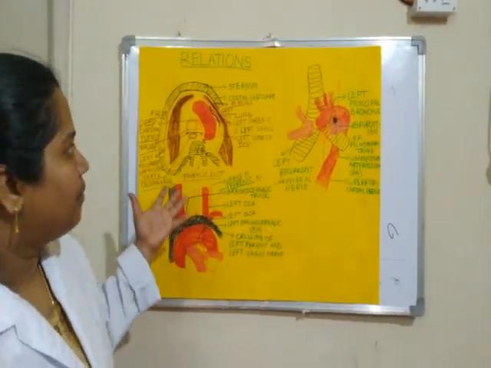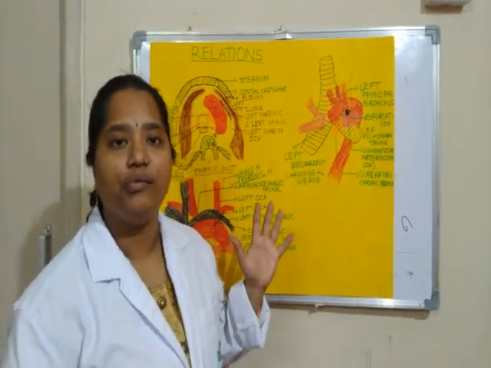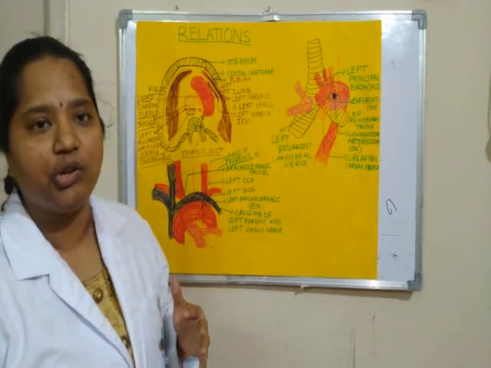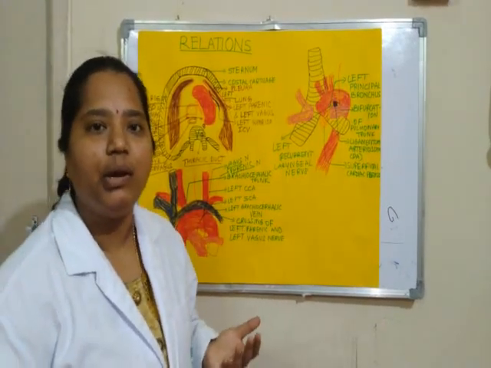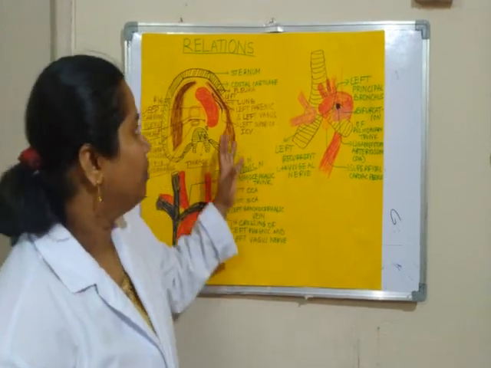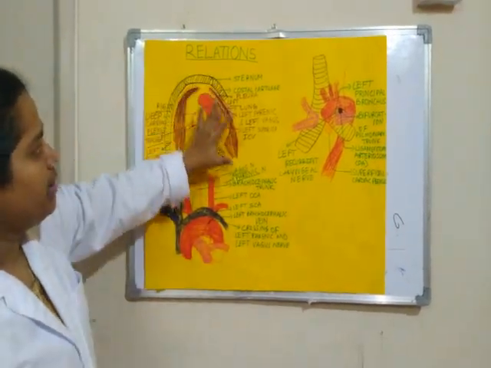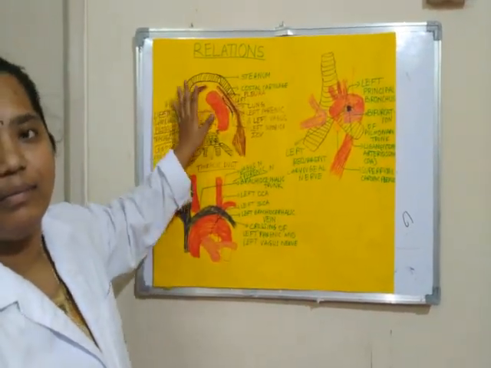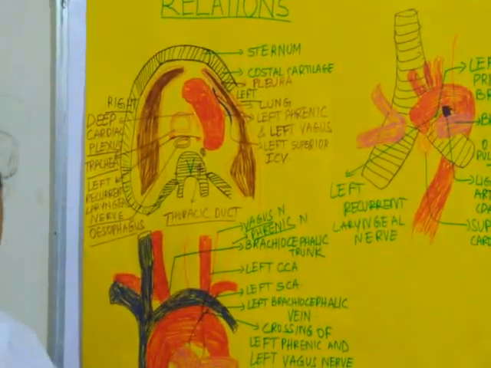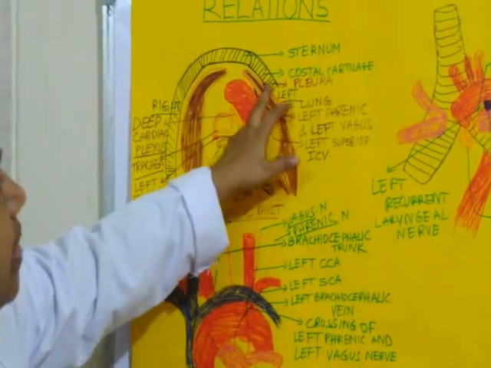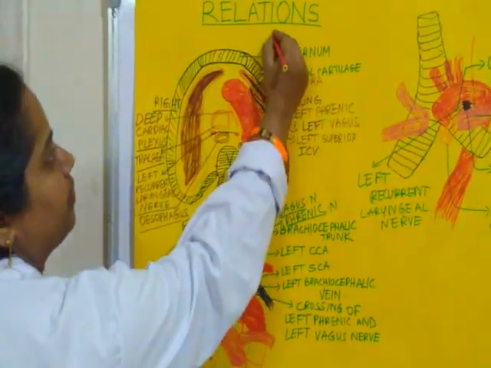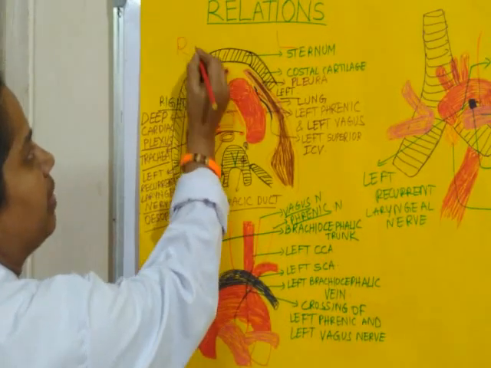The next, relations. Relations are very important for arch of aorta: anterior relations, posterior relations, superior and inferior relations. Very minute structures will be there, so we have to learn them. This is a cross section diagram of the thorax, which we see from below. This is the left side and this is the right side.